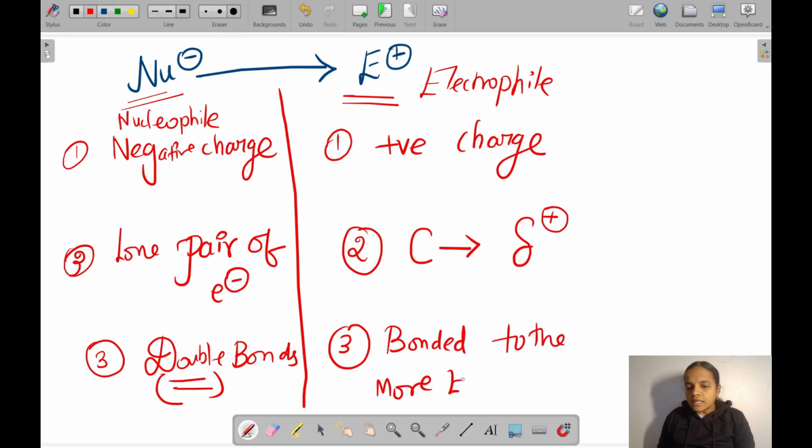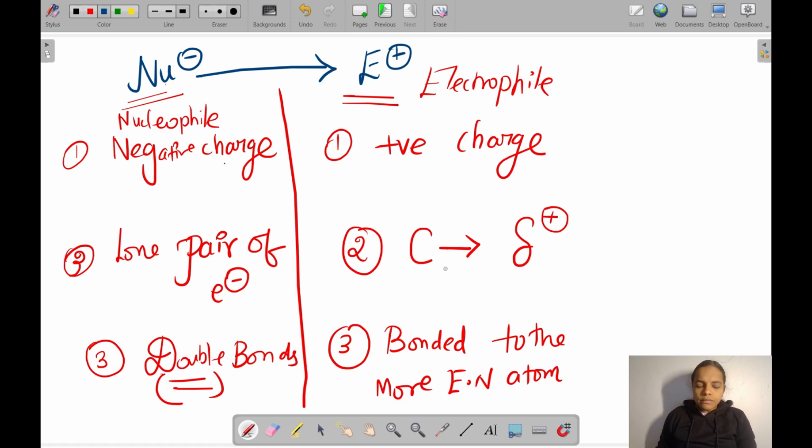So this sums up that there are three kinds of ways to identify which is the nucleophile and which is the electrophile in all kinds of reaction mechanisms. So the nucleophile will possess a negative charge, and the electrophile will have a positive charge. The nucleophile might have a lone pair of electrons residing upon it, while the electrophile sometimes has a carbon with a partial positive charge acting as an electrophile in that reaction mechanism.